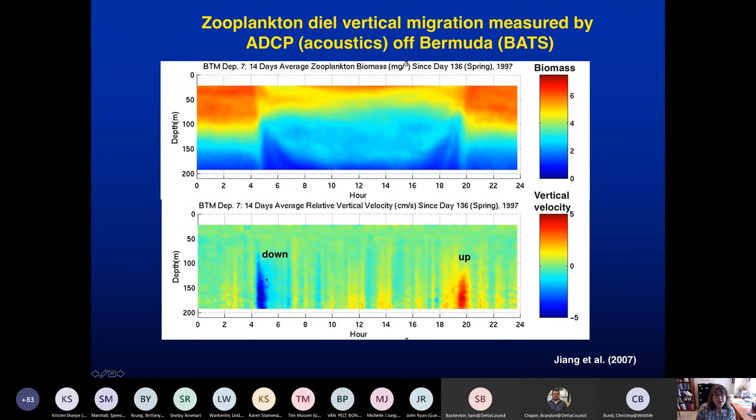Another thing that the ADCP can tell us is the velocity of the migrators. You can look at the relative vertical velocity of these particles, some of which are zooplankton migrating. We can see very clearly there's this little window where they're all going down, at about 4:30, 5 in the morning, before the sun comes up. And right here is when they're all going up, just before 8 o'clock at night, at dusk. These velocities, in centimeters per second, translate to a couple hundred meters per hour that these migrators are traveling.